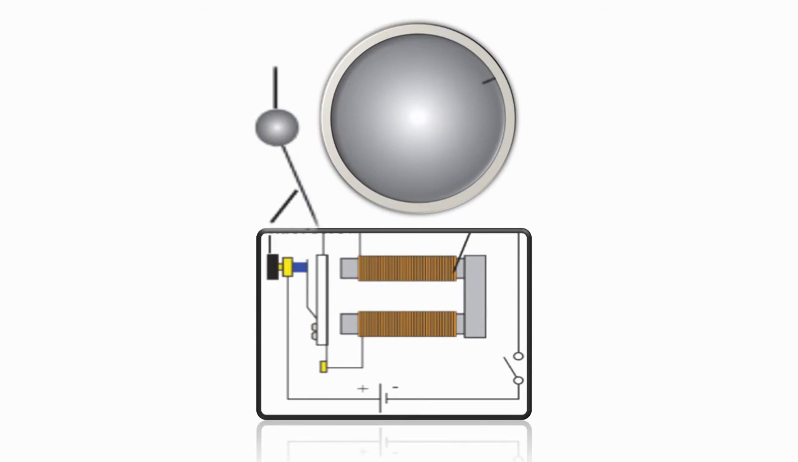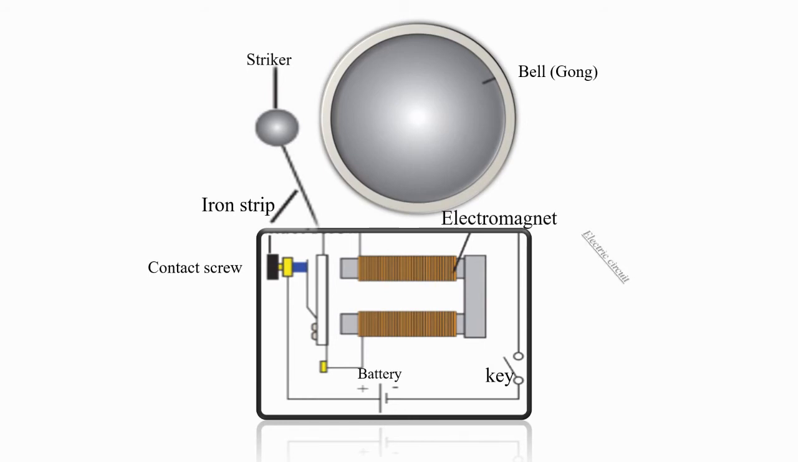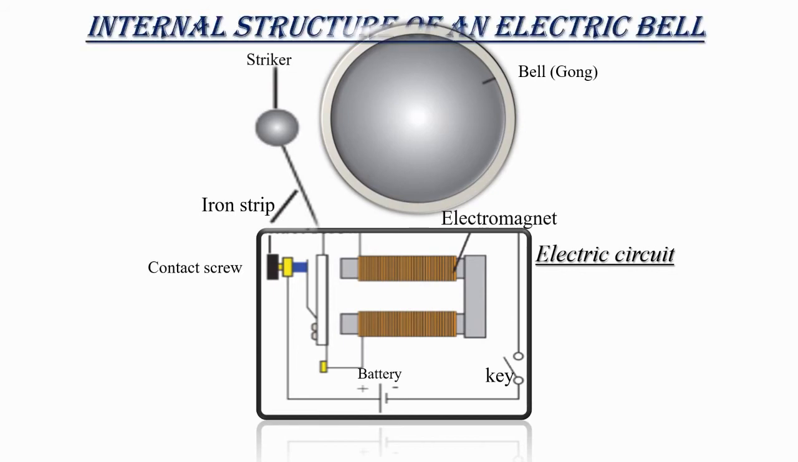This is the internal structure of an electric bell. Let us understand the names of the basic components. This is a key. Here is an electromagnet. This is a battery. This is a striker. Here is a bell. This is a contact screw. Above it, an iron strip is placed, and this forms an electric circuit. This was the internal structure of an electric bell.